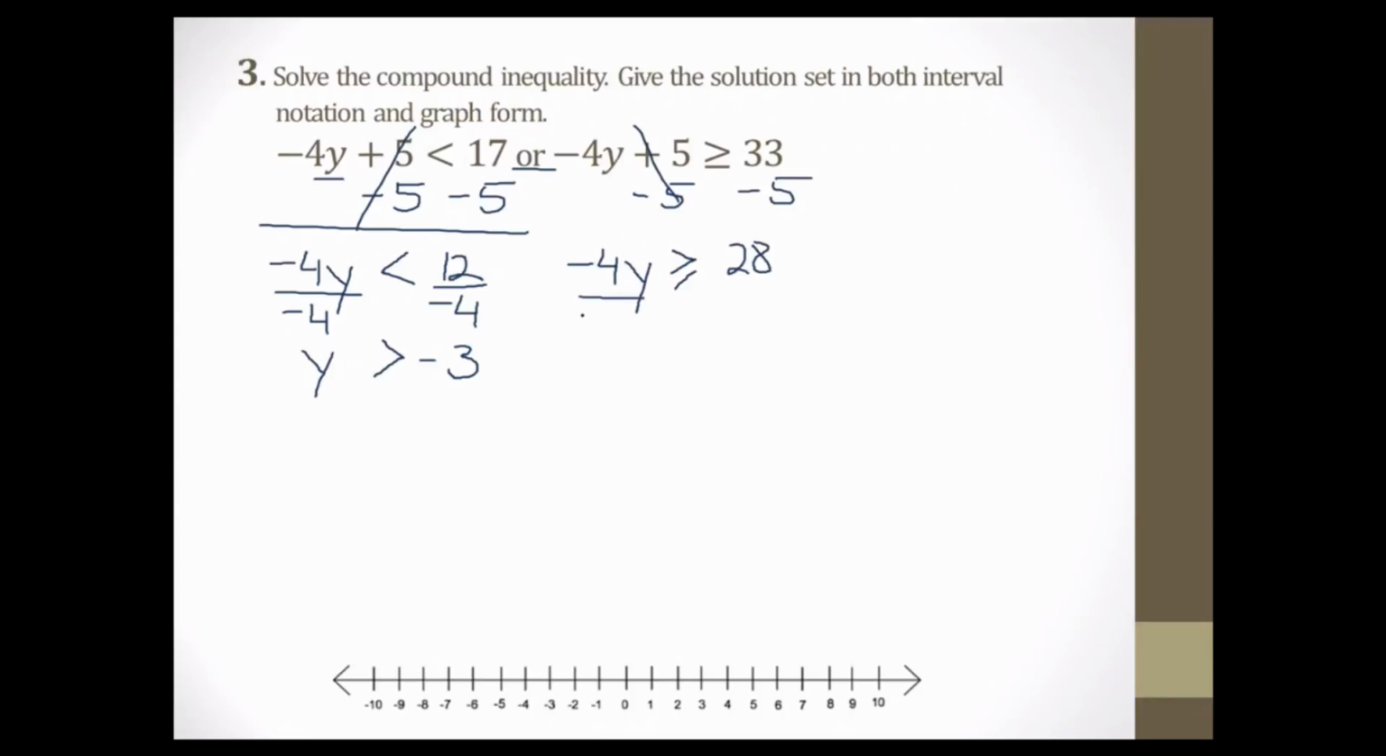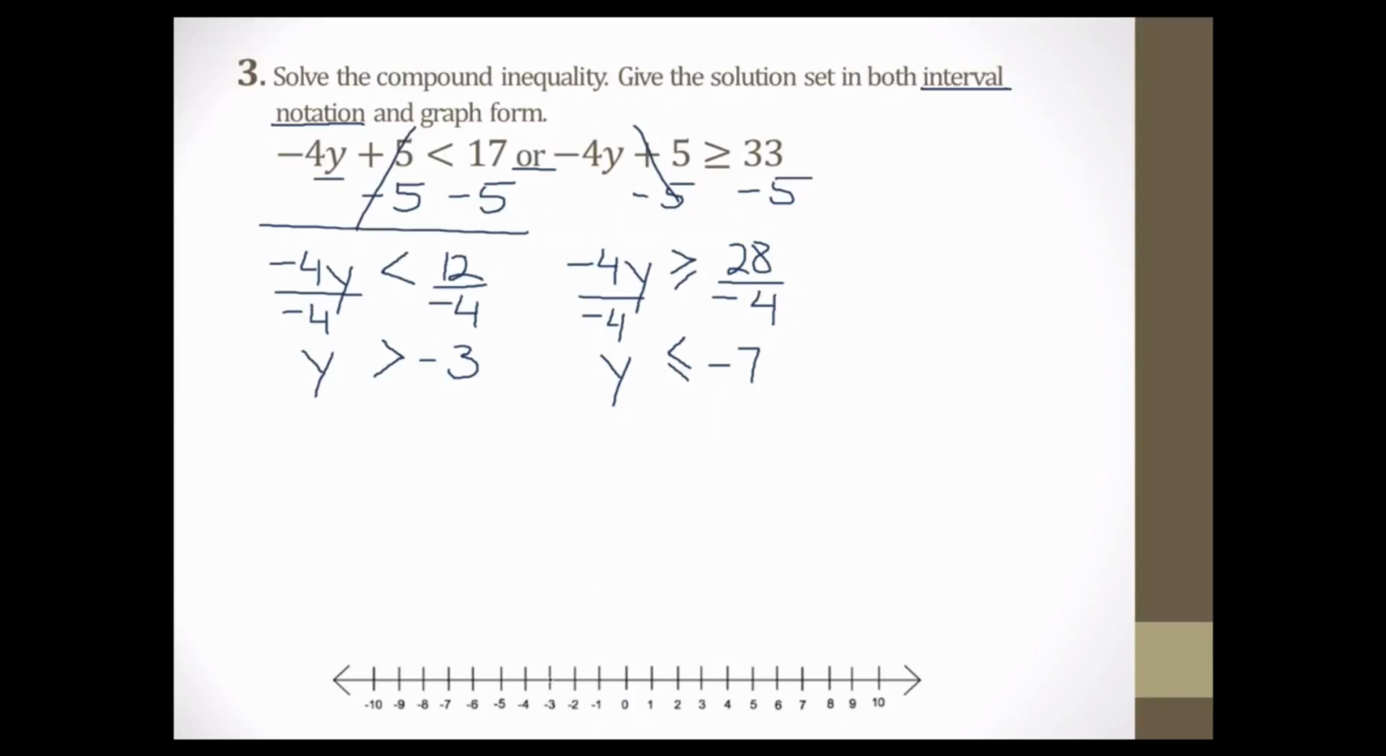Last step, dividing by a -4. Again, we're dividing by a negative number. We have to flip the sign in the opposite direction. So this side is just y, and 28 divided by -4 gives me -7. So in this problem, we don't have to write it in set builder notation, but in this case, they want it in interval notation. And I'm going to graph it first because it's easier for me to write it in interval notation if I can read it off the graph.